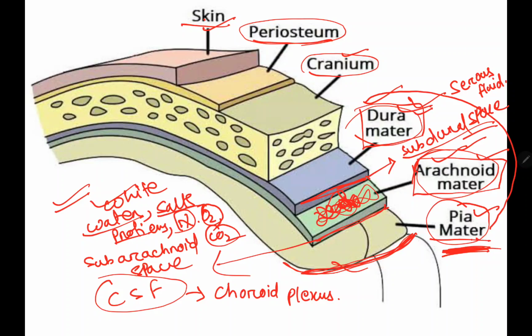So what is the function basically of the cerebrospinal fluid? It actually absorbs mechanical shocks, providing protection to the brain and also to the spinal cord. It keeps the brain and spinal cord moist as it is a fluid. Sometimes this fluid also maintains the pressure inside the cranium.